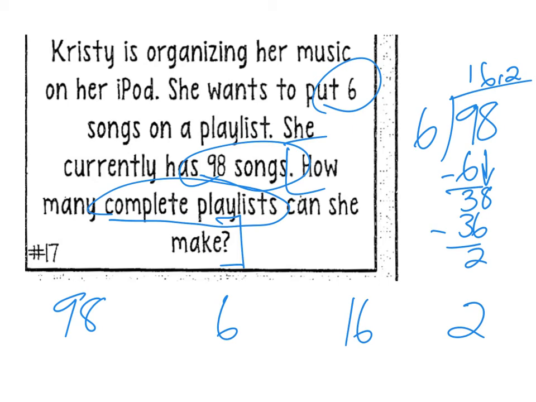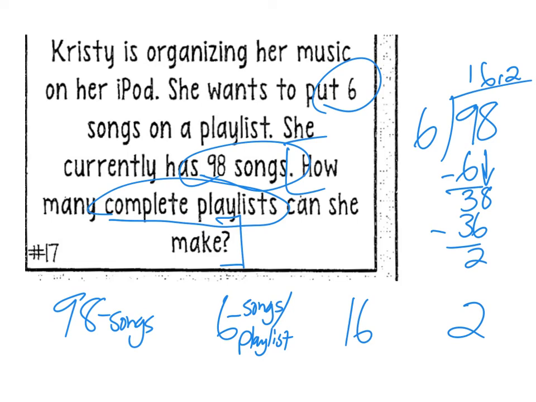Okay, so I know that she has 98 songs. I know that she's going to put 6 songs on a playlist. So I'm going to put songs, and I'm going to put a backslash here, and I'm going to put playlist. And then I have these other two numbers that I don't know about yet. But if I think about it, I think I could probably figure out what 16 and 2 go for.